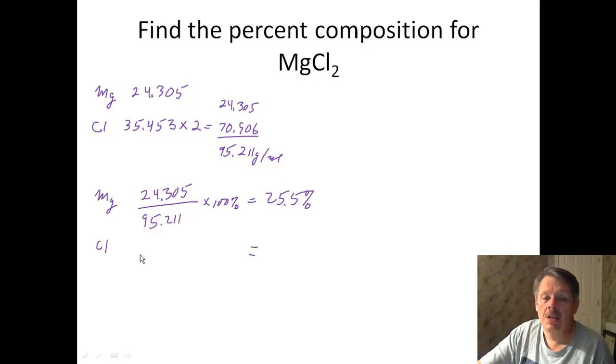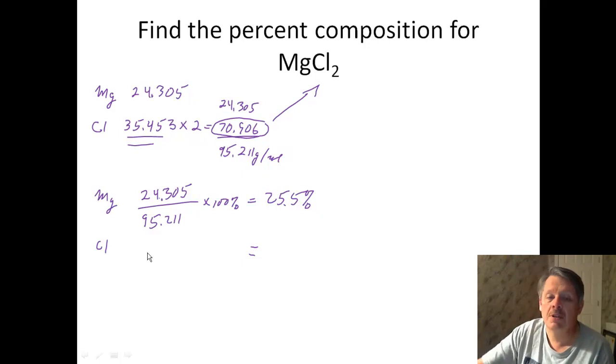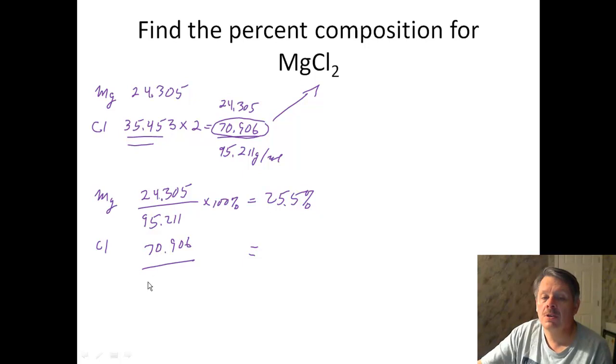So I take how much chlorine I have now. Be careful. You don't want to use the molar mass of chlorine. You want to use the mass that you actually have as part of this substance, and because there are two chlorines in here, it's going to be 70 grams. So it's 70.906 divided by 95.211 and multiply by 100%. And in fact, I do get 74.5%. And these two add up to 100%.